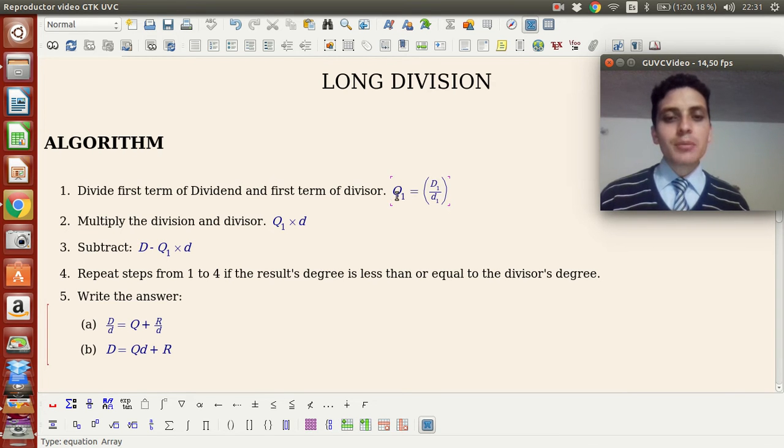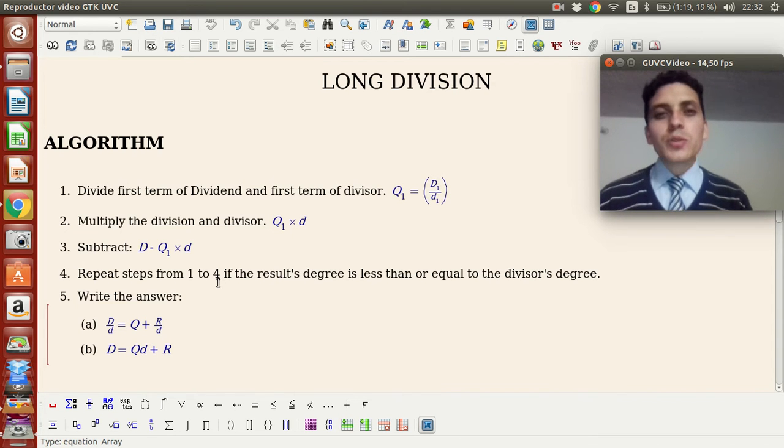To have the first term of the quotient, we have to divide the first term of the dividend by the first term of the divisor. Then you have to multiply the first term of the quotient times the divisor, do the subtraction with the dividend, and repeat the steps from 1 to 4 just if the degree of the result of this subtraction is greater than or equal to the divisor's degree. Okay? And finally, when you finish, you have to write the answer. You have the quotient, dividend, divisor, and remainder.